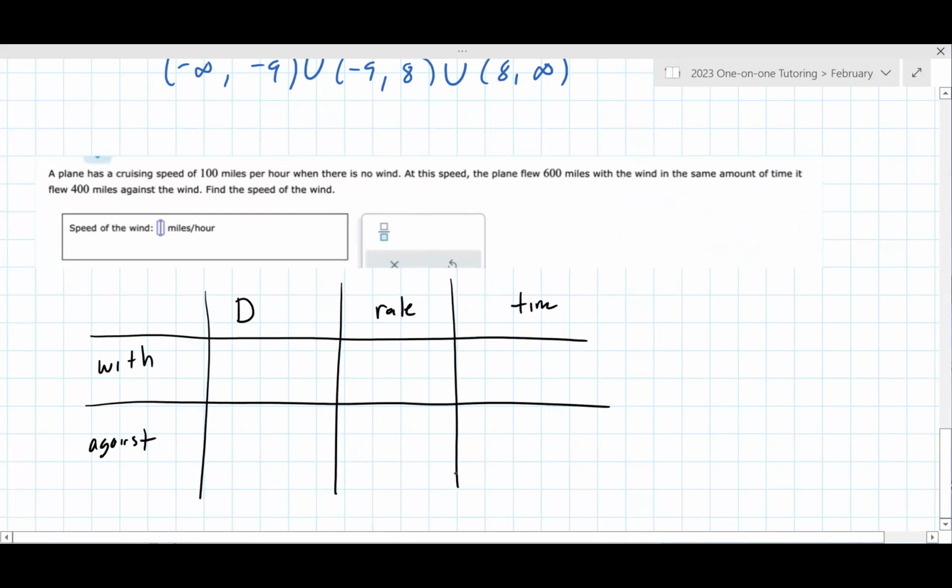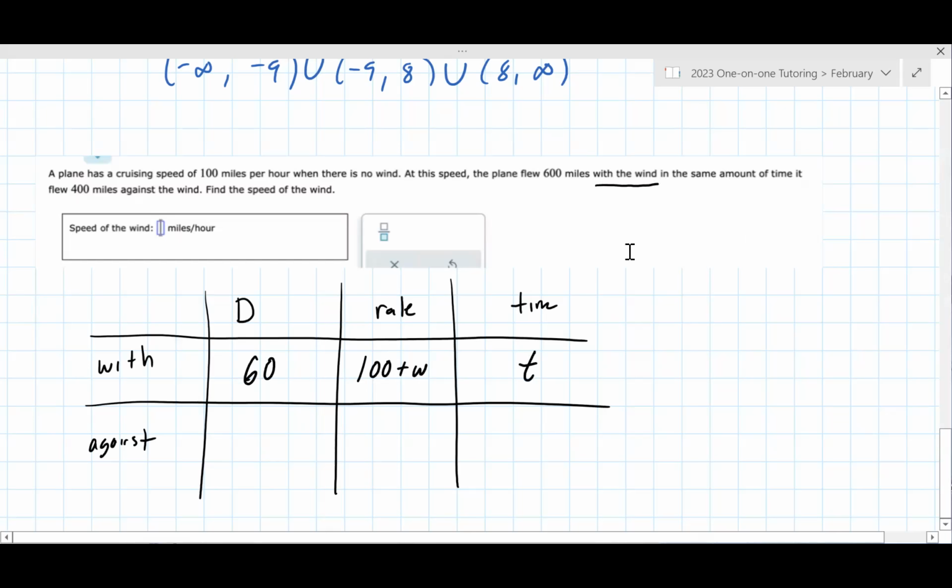We just fill in whatever we think we have. The plane has a cruising speed of 100 miles per hour when there is no wind. At this speed, the plane flew 600 miles, so that's your distance. Now with the wind means 100 plus W. I use W for wind. You could use another letter, because it helps you with words. And the time it took, it doesn't say, so we'll just call it T for the moment.